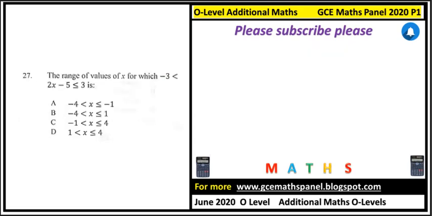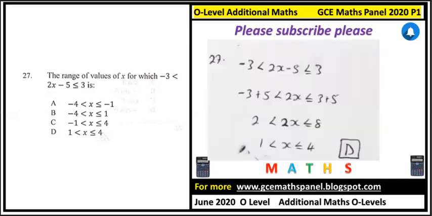27, the range of values of x for which -3 is less than 2x minus 5 and less than or equal to 3 is, so we just solve normally. They have subtracted 5 all through, so we add 5 all through. We have -3 plus 5 to be less than 2x, less than or equal to 3 plus 5, and at the end, we'll have 1 to be less than x, less than or equal to 4, and the key here is D.